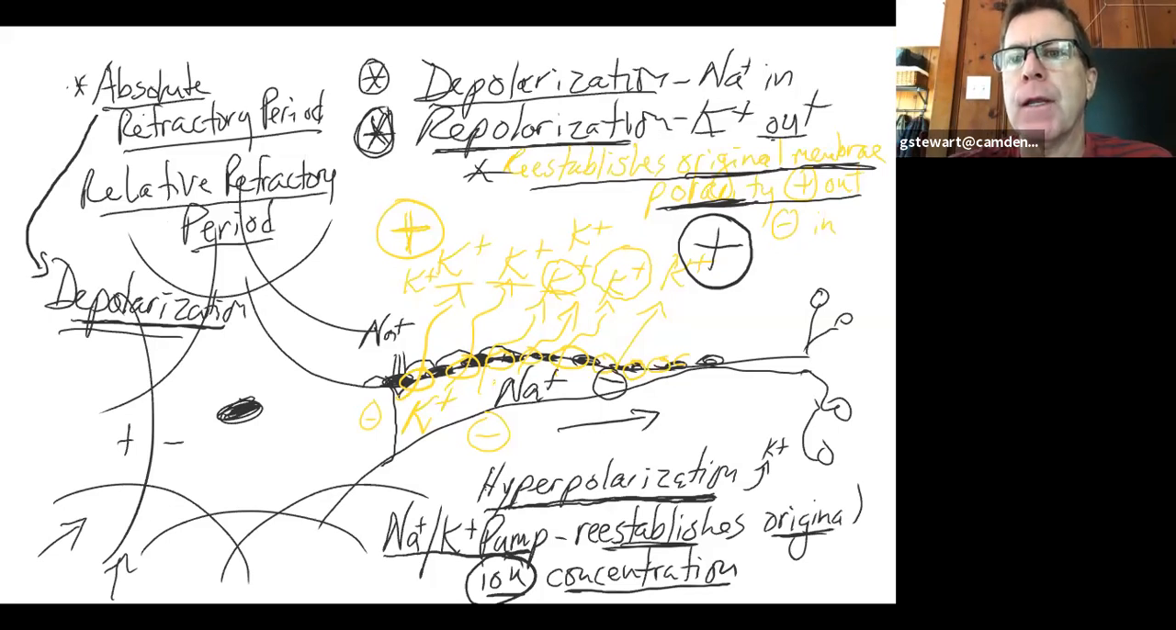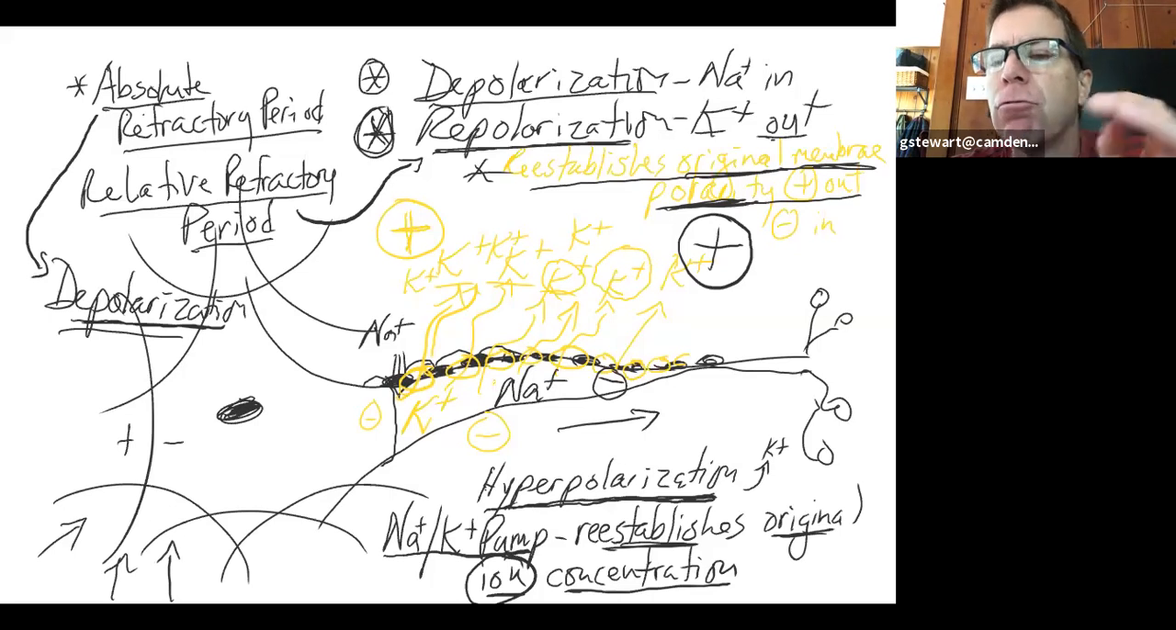Relative refractory period occurs during repolarization. And that's defined as, while these potassium gates are opening, the yellow, and potassium is rushing out during repolarization, if we stimulate the cell with a second stimulus that's stronger than the first one, it will respond and start to depolarize again. So relative refractory period just means the cell will respond to a second stimulus during repolarization if the second stimulus is stronger than the first.